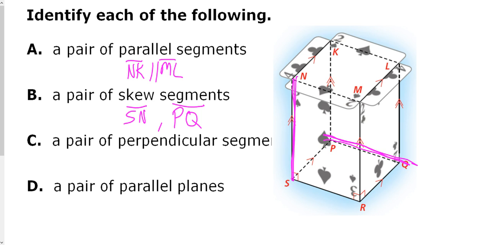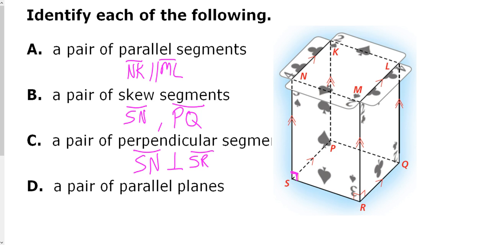A pair of perpendicular segments. So I'm looking for a right angle, and I see 3 right angle signs. One of them is down here, so I would say SN is perpendicular to SR. And then a pair of parallel planes.